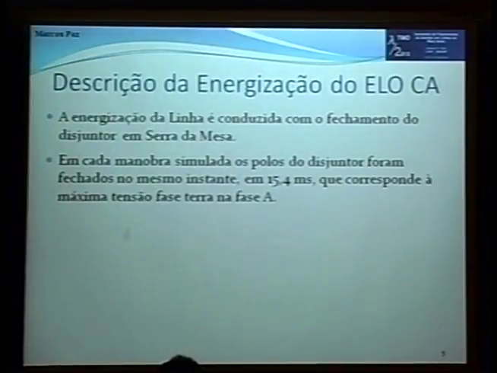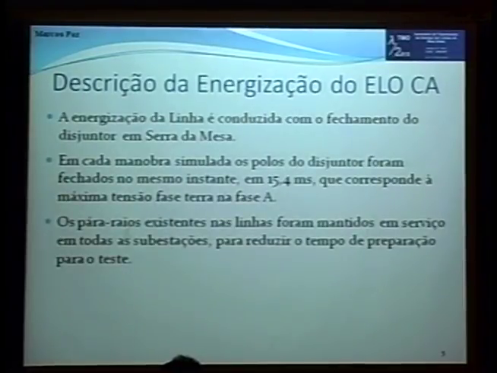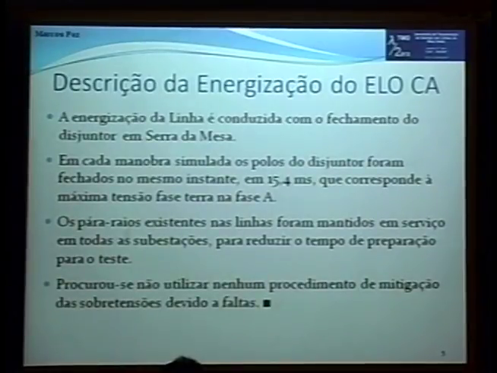The maneuver was simulated considering the poles of the circuit breaker closing at the same moment, at the maximum for one phase, in this case, the maximum voltage for phase A. The surge arresters existing in the lines were considered in the simulation, so they were kept during the simulation for this test, with the purpose of redoing what would happen with the surge arresters allocated in the lines.